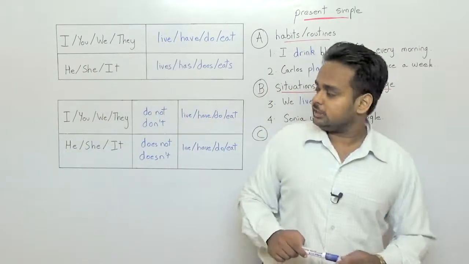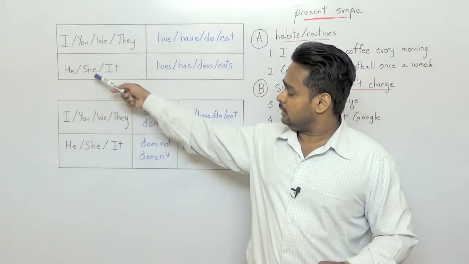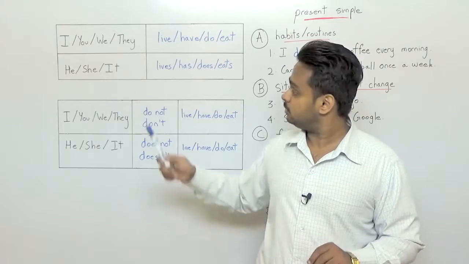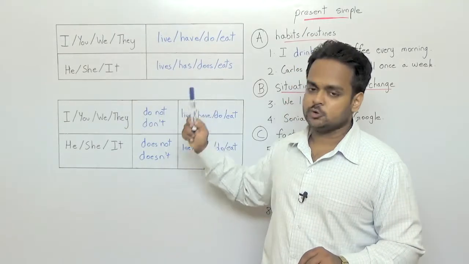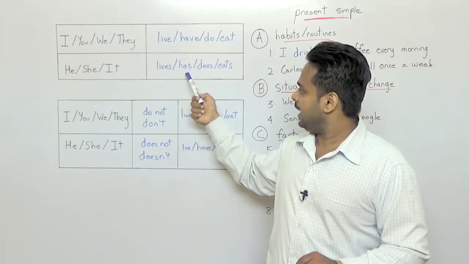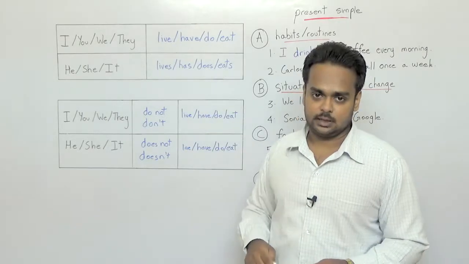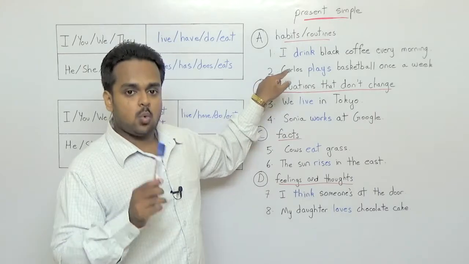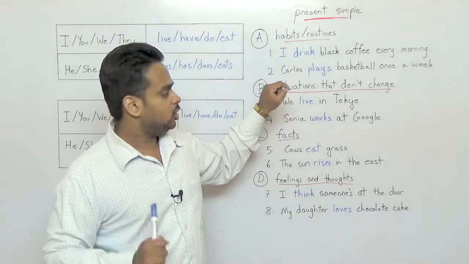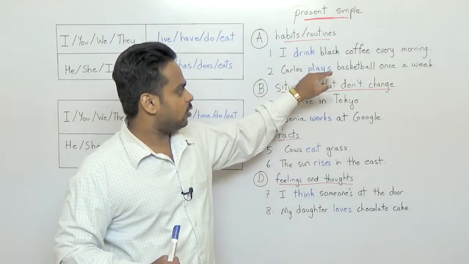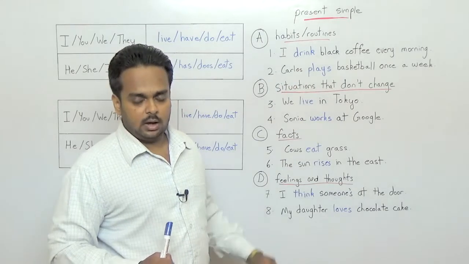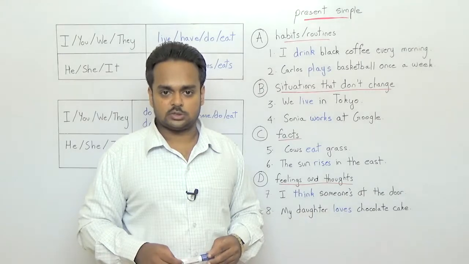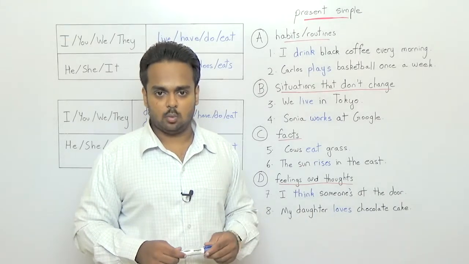Now, if the subject of the sentence is he, she, or it, or any singular noun, then we add S to the main verb. So lives, has, does, eats, etc. So here, Carlos is one person. Carlos is singular, so Carlos plays basketball once a week. Instead of Carlos, we can also say he plays basketball once a week, or she plays basketball once a week, etc.